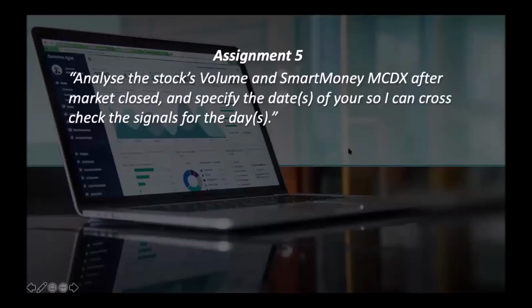Okay, the assignment has been sent to your email. We try to analyze the stocks' volume and smart money MCDX after the market close, the same as we do for the candlestick, and specify the date or dates, because sometimes we see the last few days' range, a few days' pattern of your analysis, so I can cross-check the signal for the day.